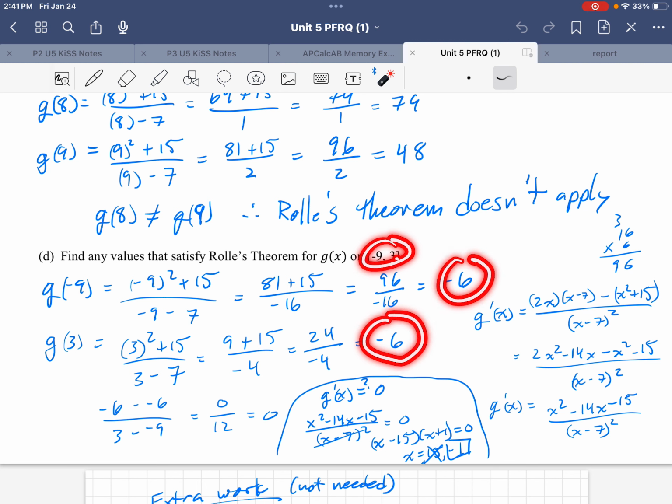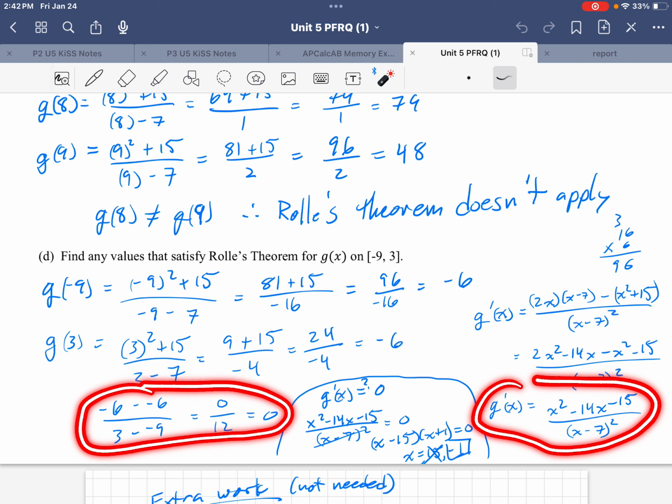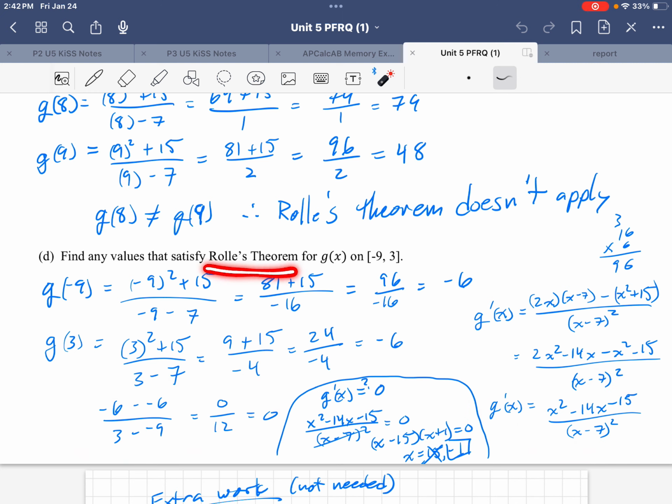Down here, for this one, Rolle's theorem does apply because you see the two y values, they both equal each other. So when I set up the MVT, all I have to do is find the derivative of G and set that equal to 0 because the average rate of change is 0. Okay, so that's the only difference between Rolle's theorem and MVT. Rolle's theorem is MVT, but the slope is equal to 0.